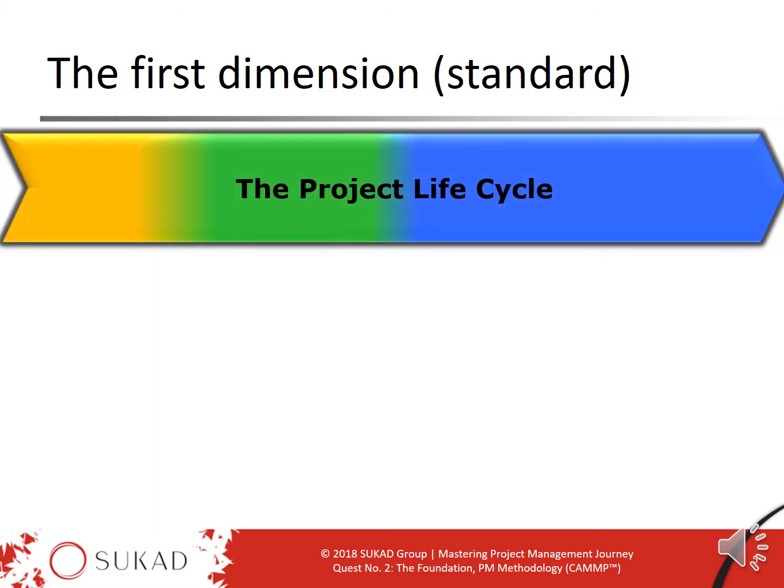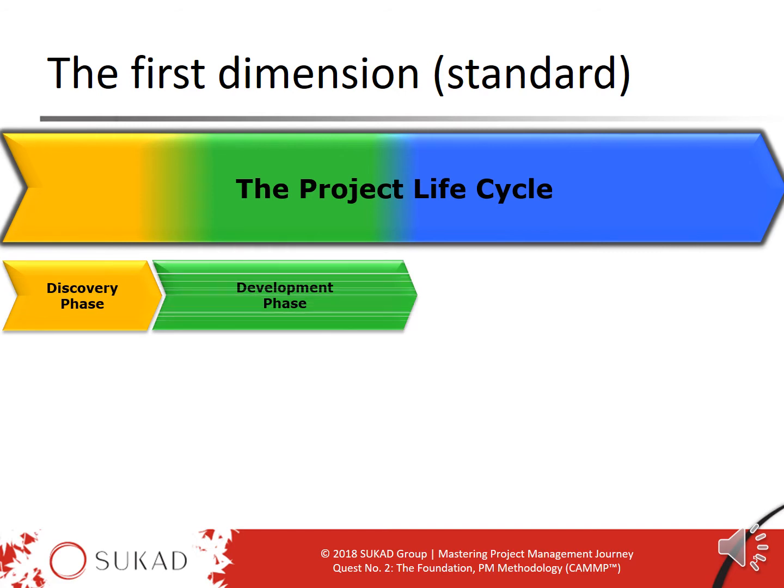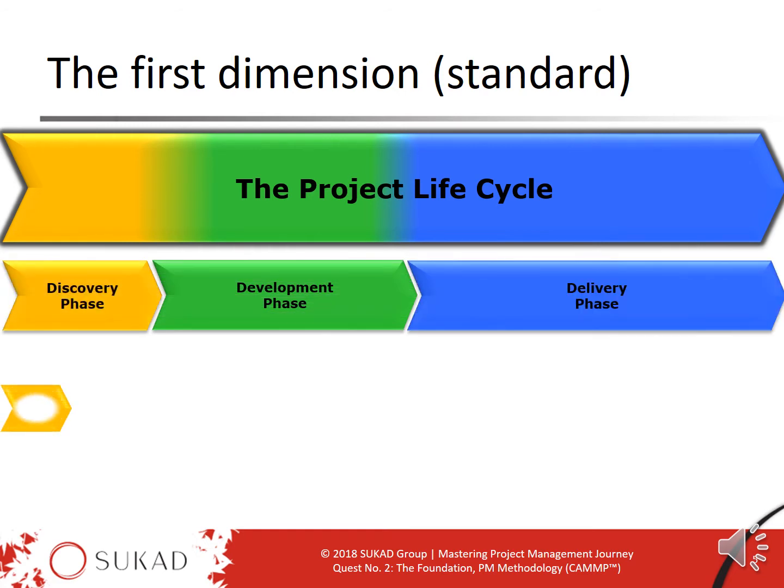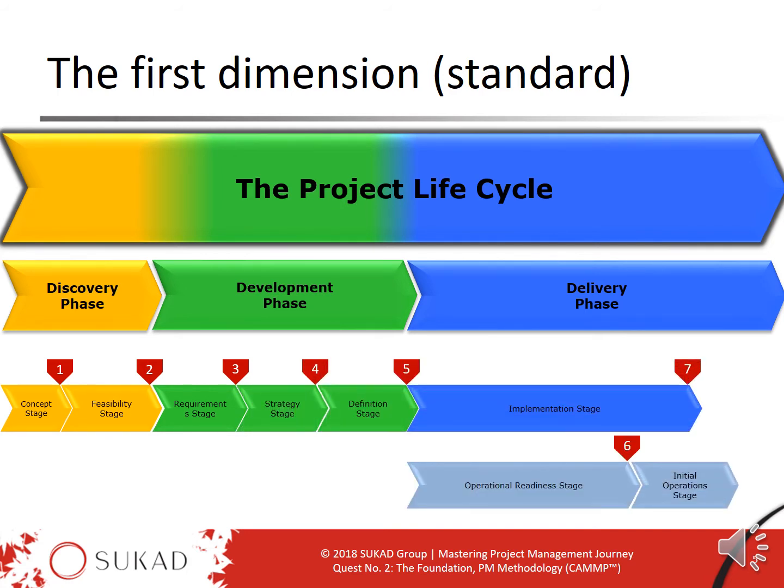To refresh your memory on the project lifecycle, we present to you here the concept. We start with the project lifecycle. We have the discovery phase, the development phase, and the delivery phase. Then we have the stages such as the concept stage and stage gate 1. And of course, the feasibility stage, requirement stage, and the other stages, as you can see them opening up over here. And of course, we always close with the gate after the close stage at the end.